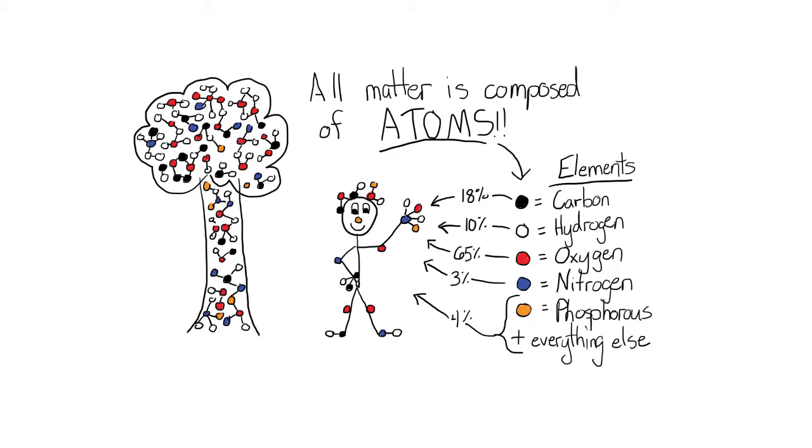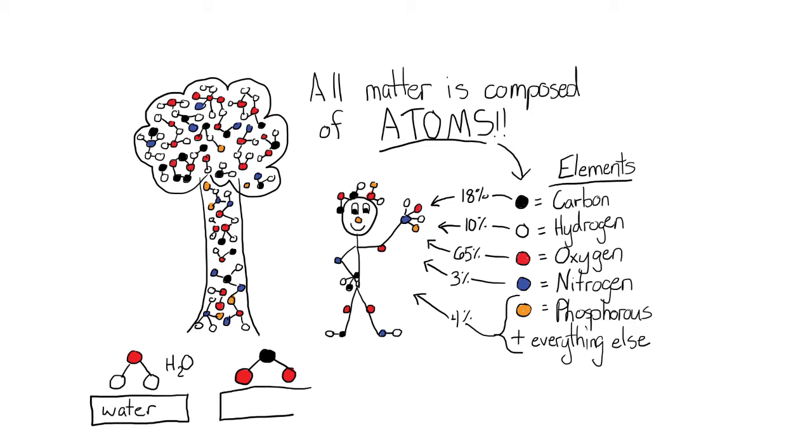Let me throw some molecules at you, see if you can guess what they are. Here is one with 1 red atom and 2 white atoms. See if you can guess what this compound is. This is water, also known as H2O. Here's another one. This is 1 black atom with 2 red atoms. What compound is this? This is carbon dioxide, also known as CO2.